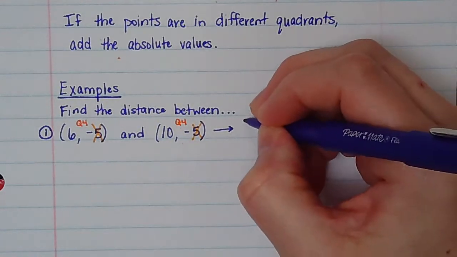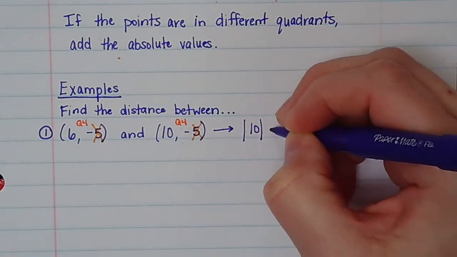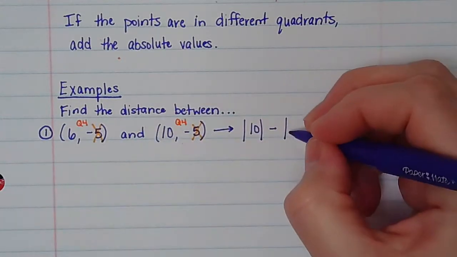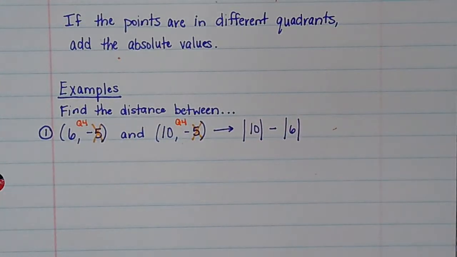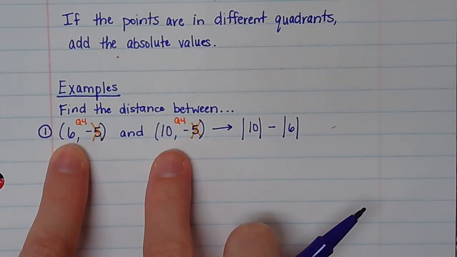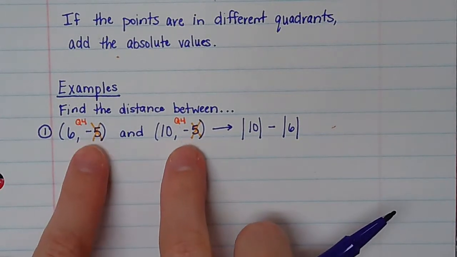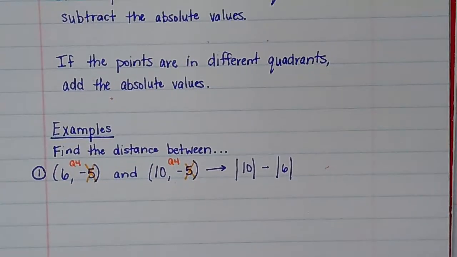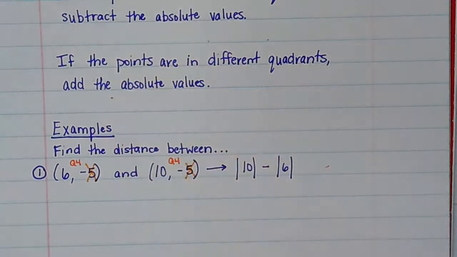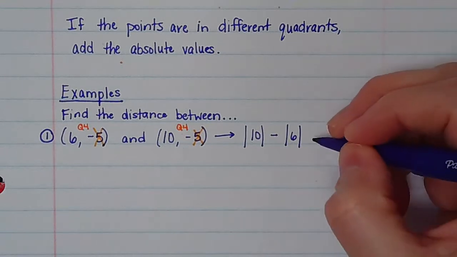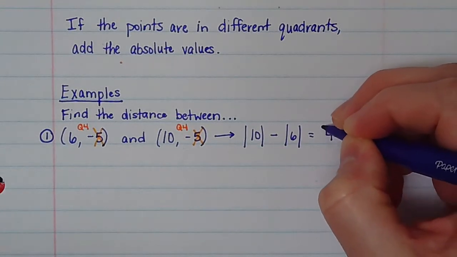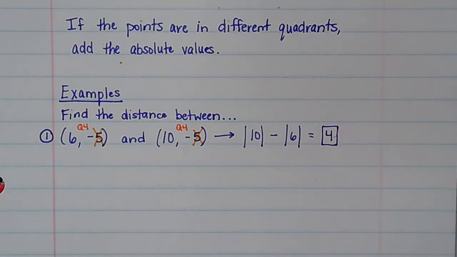Okay. So the absolute value of 10 minus the absolute value of 6. All I'm doing is taking the two numbers in each of these points and I'm going to subtract them. Why am I subtracting them? Because remember, they're in the same quadrant. If they're in the same quadrant, you subtract. Okay. So now I'm just doing 10 minus 6, which is 4. So my distance is 4 units apart. So these 2 points on a coordinate plane are 4 units apart.